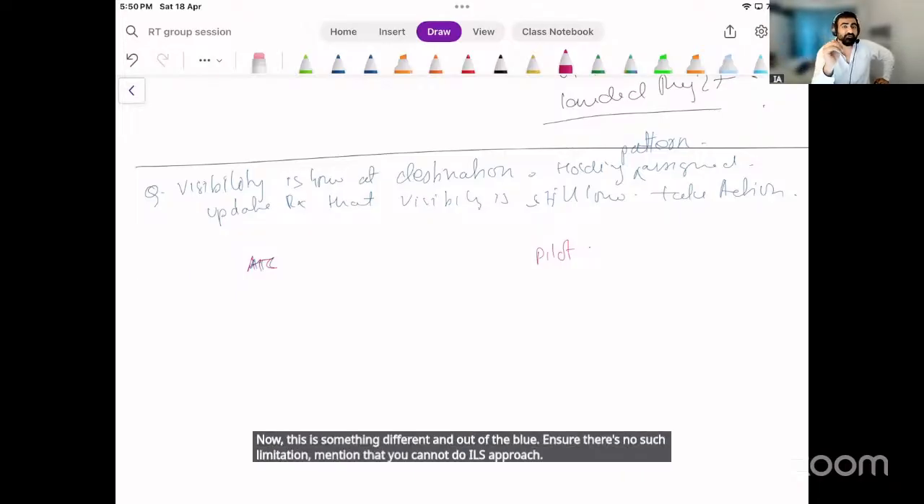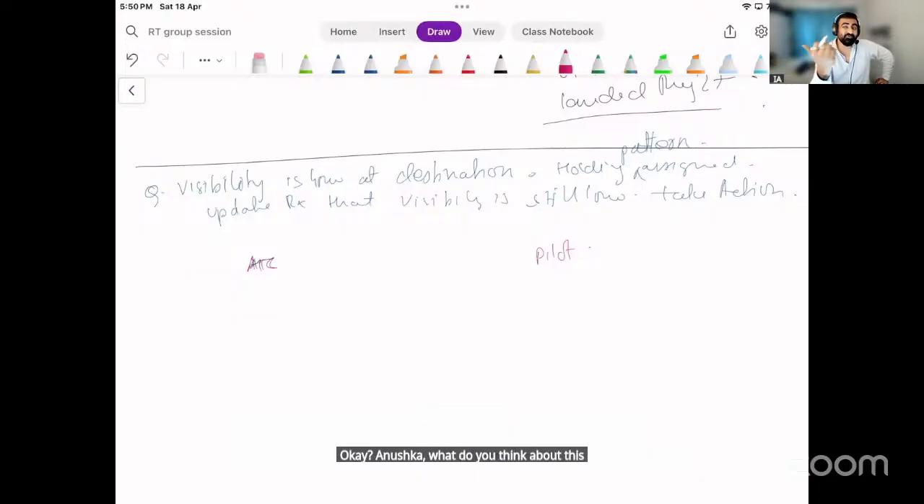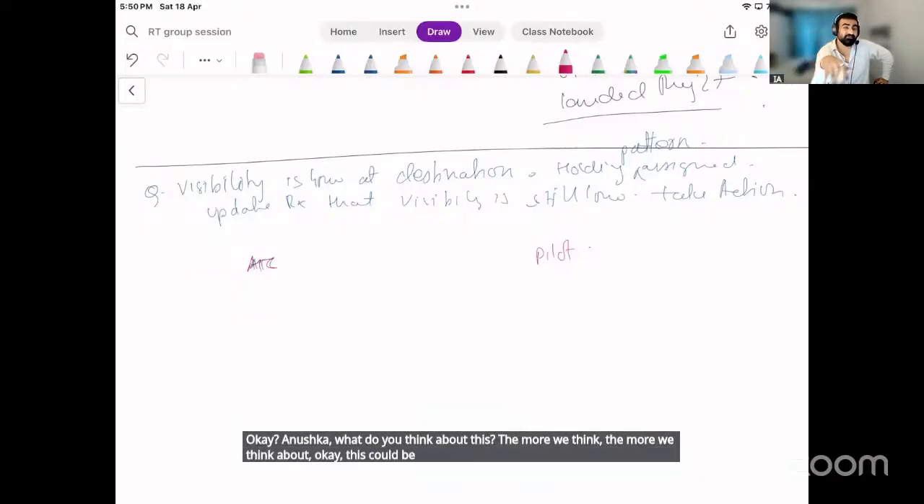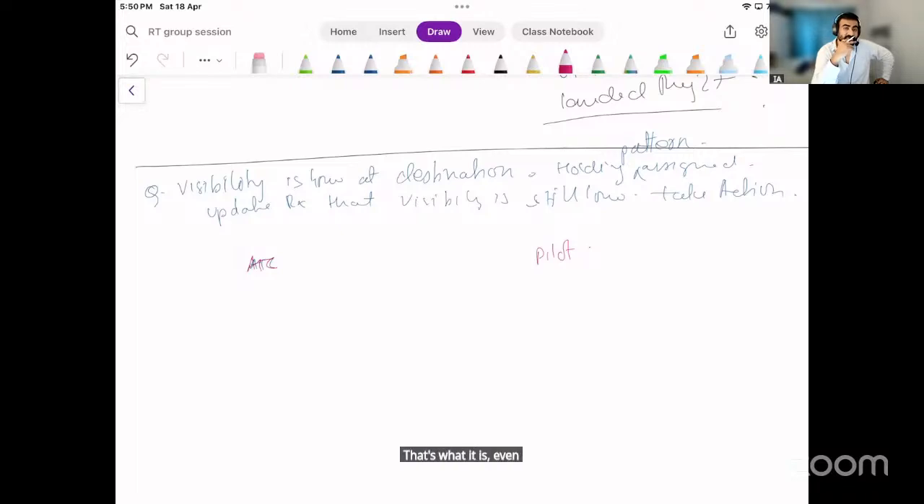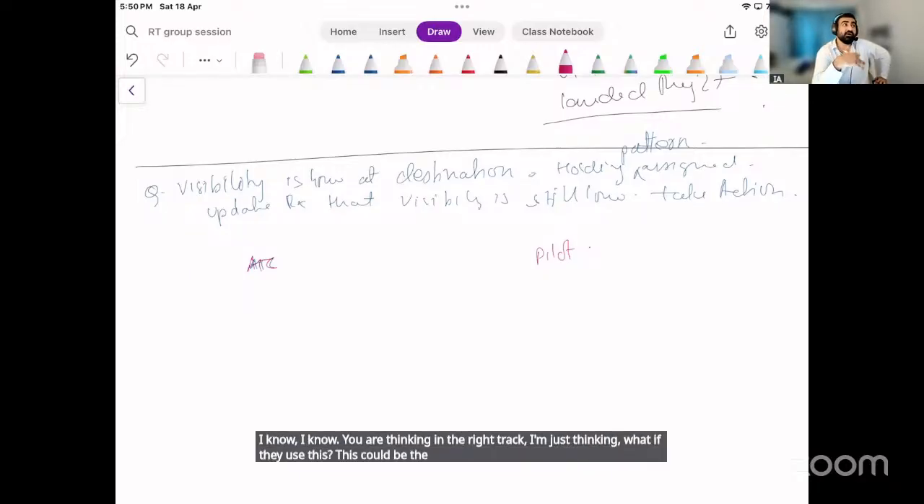Okay, Anushka, what do you think about this? The more we think about, okay, this could be, this could be. Even if visibility is low, that means they are telling us you can't make a visual landing there, maybe. But there are also minimas for VOR, NDBs, and this stuff. ILS Cat 3C has no minimas. You are thinking on the right track. I'm just thinking, what if they use this?